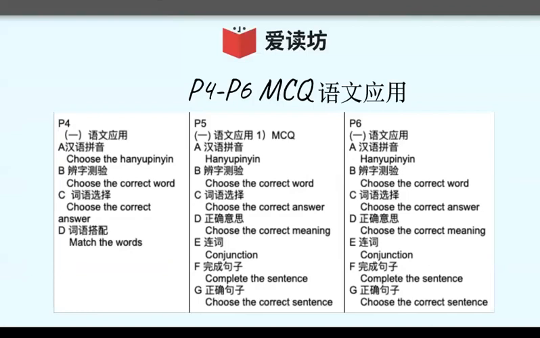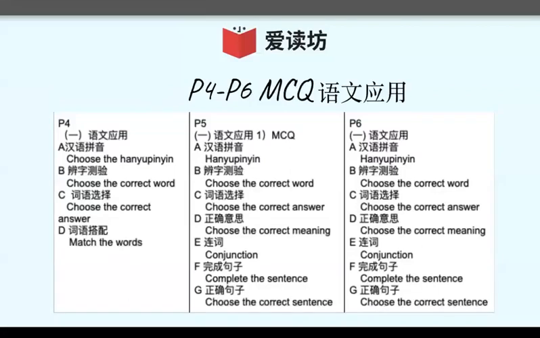P5 and P6 have the same formats because I would let students start to be familiar with the PSLE format. P5 and P6 are 汉语拼音变字测验，词语选择，正确意思，连词，完成句子，正确句子: choose the correct answer, choose the correct word, choose the correct meaning, conjunction, complete the sentences, and choose the correct sentences.